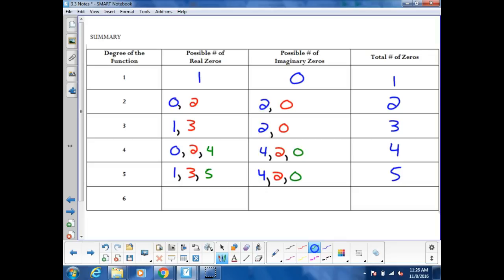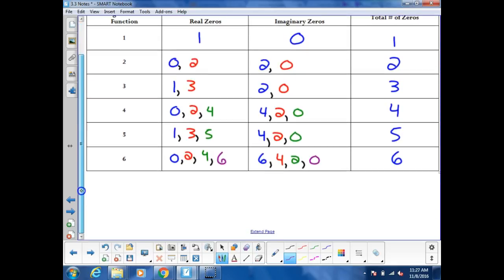6 total zeros. Can I have 0 real? Which would mean I'd have 6 imaginaries. Can I have 1? 2 means I have 4 imaginaries. 3, 4, which means I have 2 imaginaries. 5, 6, which means I'd have 0 imaginaries.